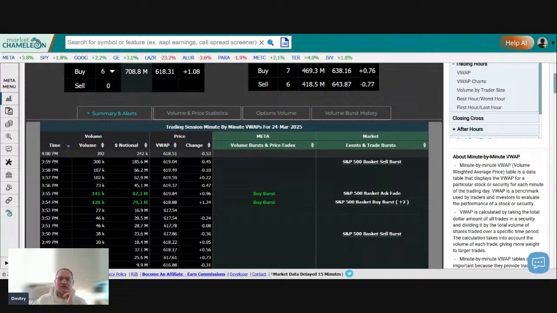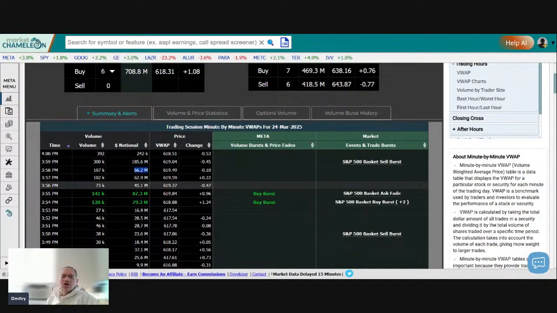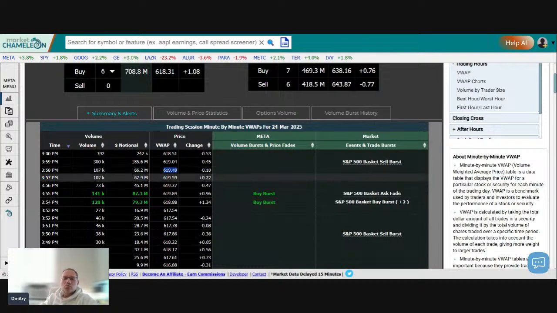So here we see for each minute, 4 p.m., 3:59, 3:58, we show the volume. This is in shares, and this is converting the shares to dollar value traded for that minute. We also display the VWAP price, that's the volume weighted average price in that minute. And then the change, the uptick or downtick from the previous minute's VWAP.